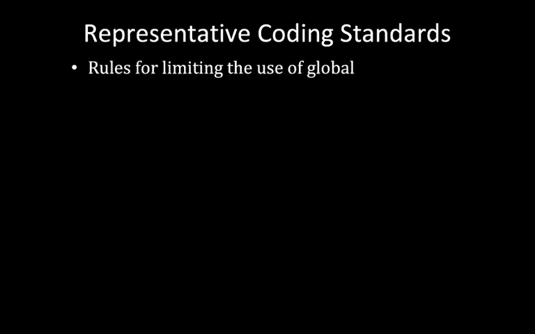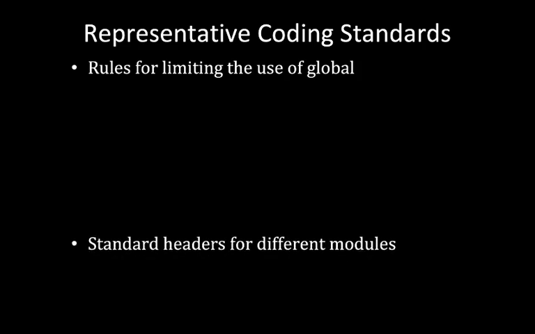First is rules for limiting the use of global variables. That is, we should limit the use of global variables, because when we use global variables and they are accessed by different modules, the code understandability will decrease. So we should limit the use of global variables. That is one of the standards that is usually mentioned.